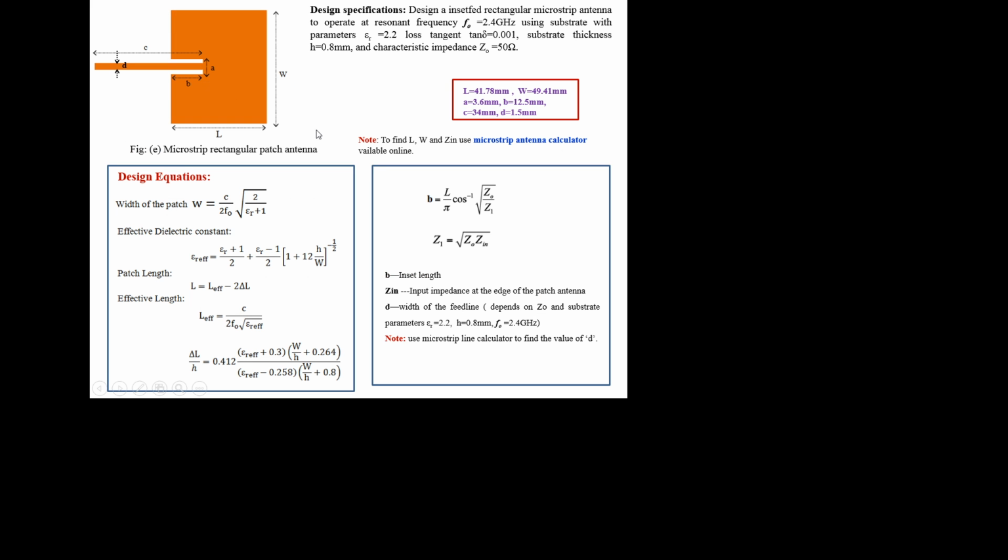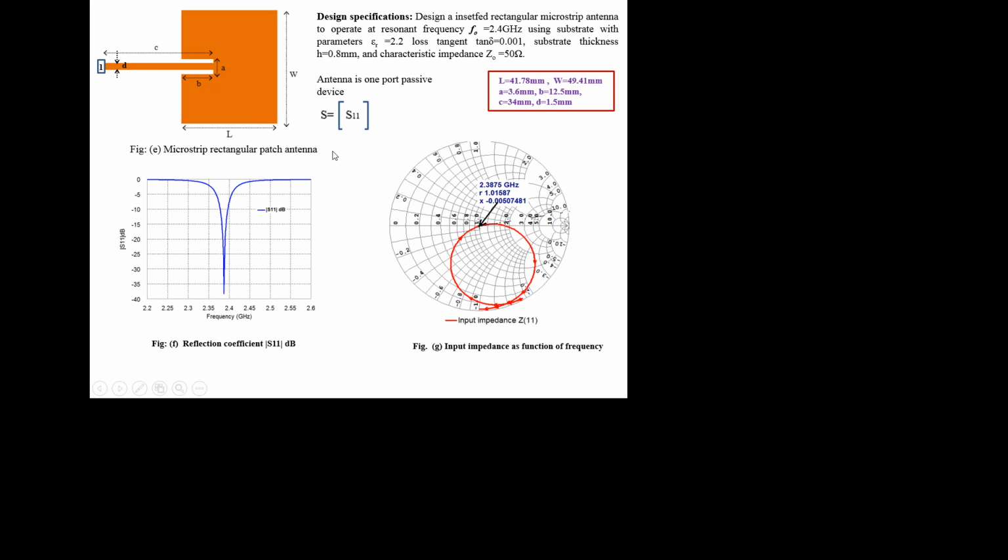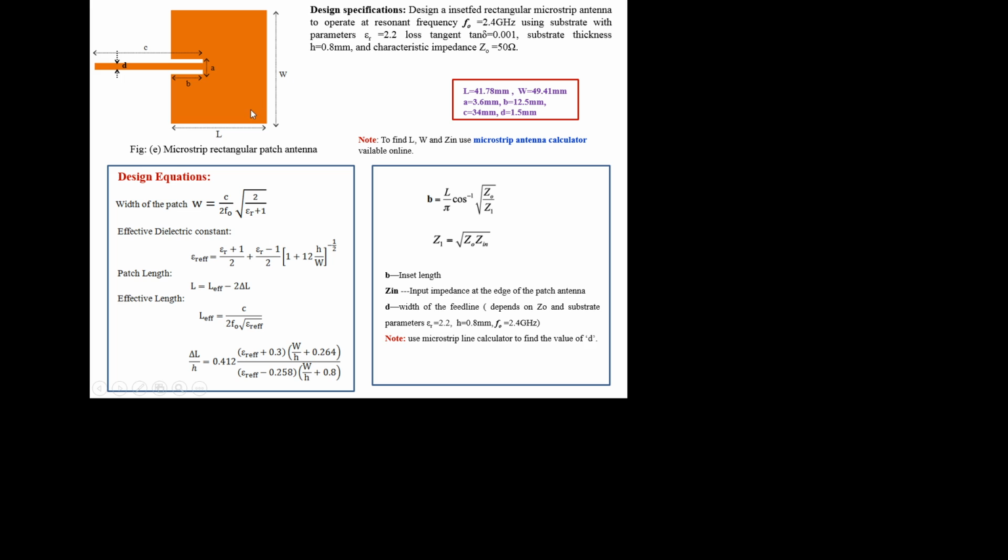For designing this antenna, the design concept is that we have to find the width and length of the structure for a given operating frequency. So the question will be like this: design an inset-fed rectangular microstrip antenna to operate at a resonant frequency f naught, like 2.4 gigahertz, using a substrate with epsilon r of 2.2, tan delta of 0.001, substrate thickness of 0.8 mm, and characteristic impedance of 50 ohm. This is the specification.